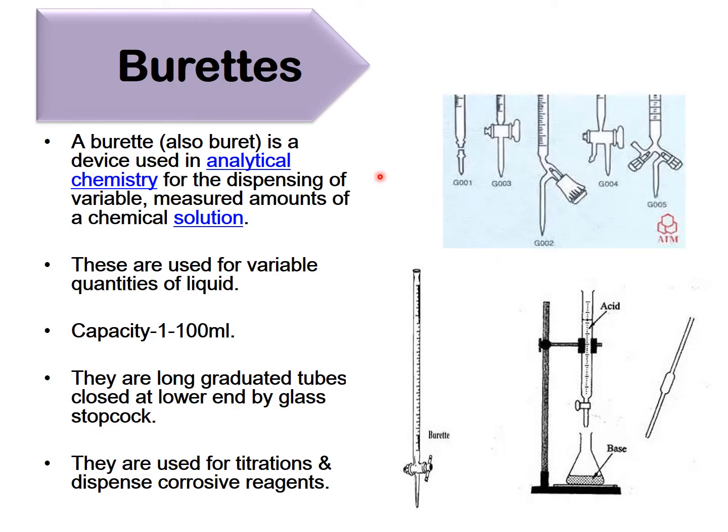Now next are burettes. These are used for titration and analytical experiments by dispensing variable measures. It has a nozzle at the end which allows the solution to fall drop by drop into a beaker or a flask, which is used for doing titration. They are long graduated tubes with a glass stopper near the lower end.